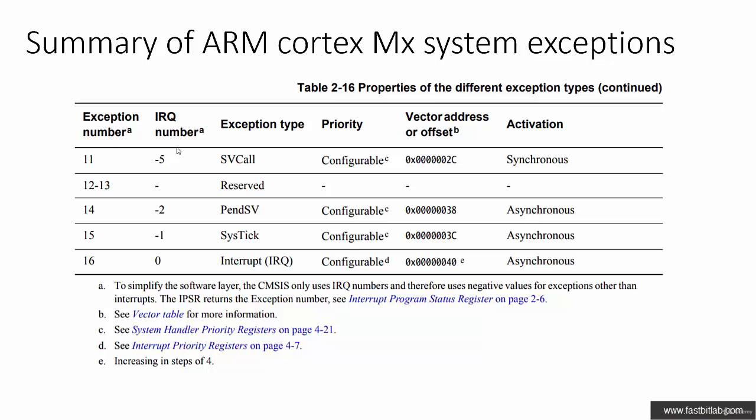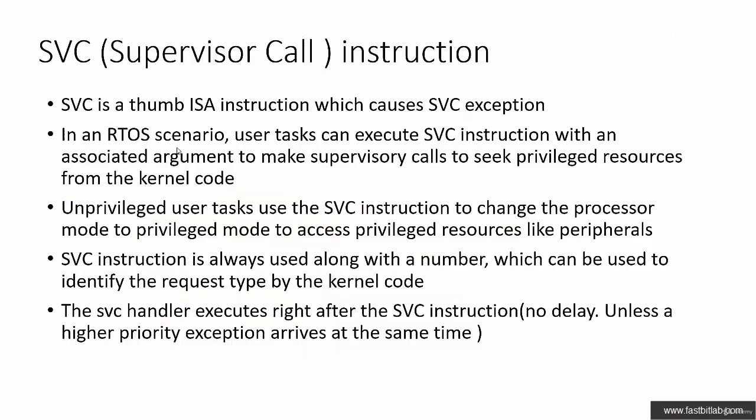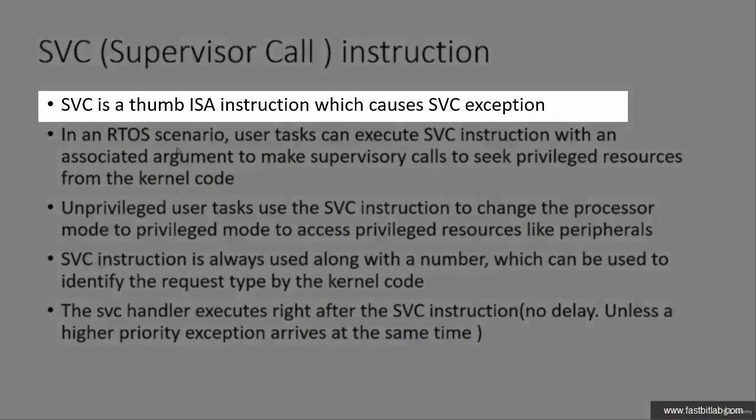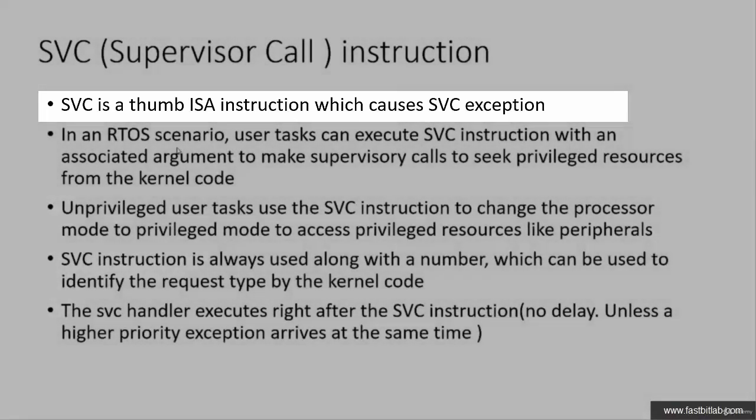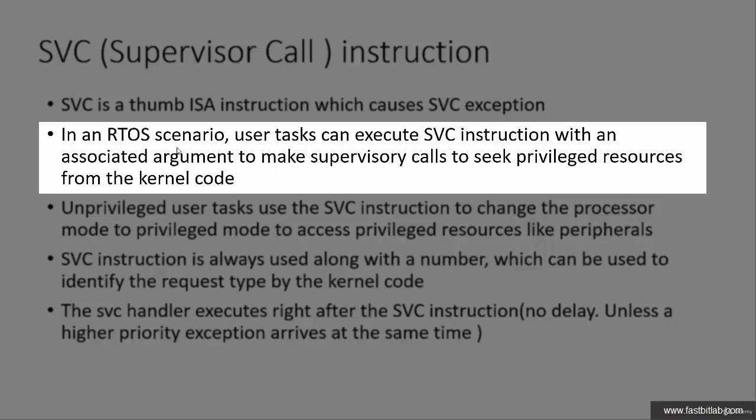If you remember from our system exceptions discussion, SVC is the 11th exception in the exception model of the processor, and PendSV's exception number is 14. First, let's start with SVC. SVC exception is triggered by SVC instruction. SVC instruction is a Thumb ISA instruction which causes SVC exception. In an RTOS scenario, a user task can execute SVC instruction with an associated argument to make supervisory calls to seek privileged resources from the kernel.